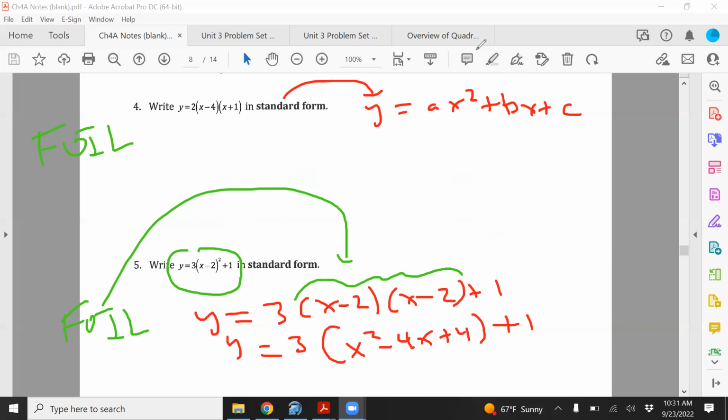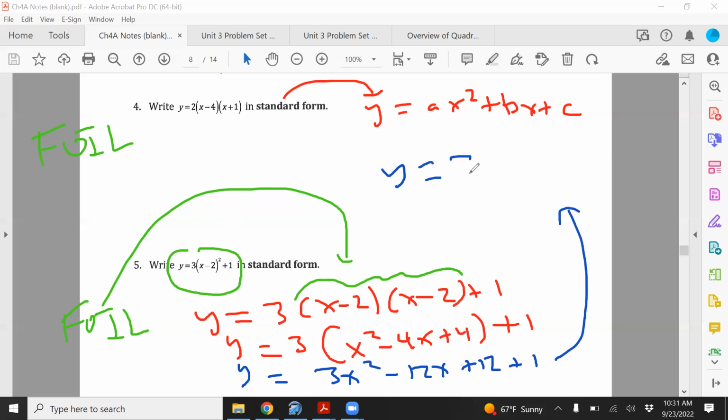Then distribute, of course. We could distribute down below. 3x squared minus 12x plus 12 plus 1. And do I have any like terms that I can combine? Yeah, totally. Yep, and that's it. So that's going to be in standard form.